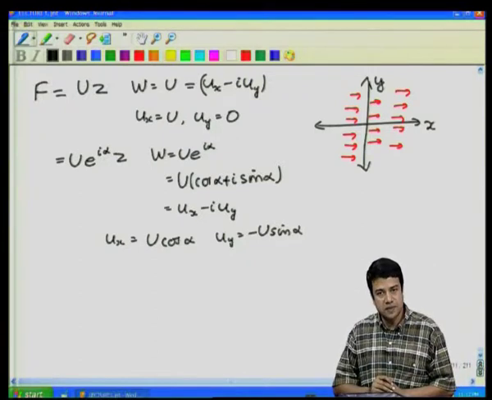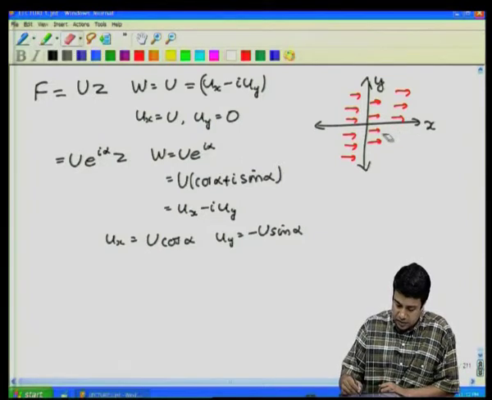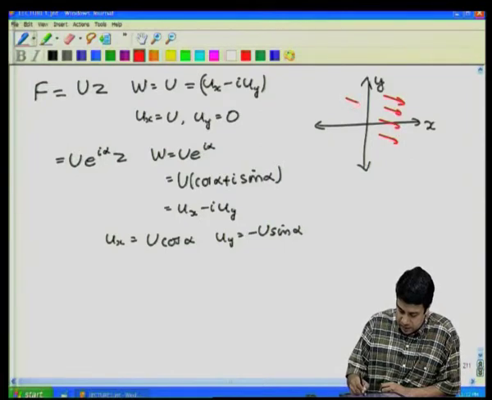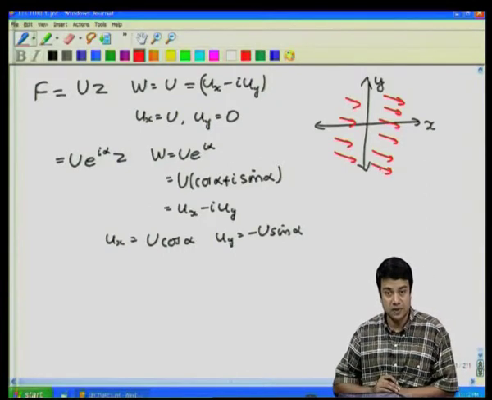So, this is a flow which is at some angle. It is not along the x axis, but rather it is inclined at an angle to the x axis. So, it is a flow that looks something like this. There is an angle alpha with respect to the x axis. And u_y is negative, so it is actually going down at an angle of minus alpha with respect to the x axis.